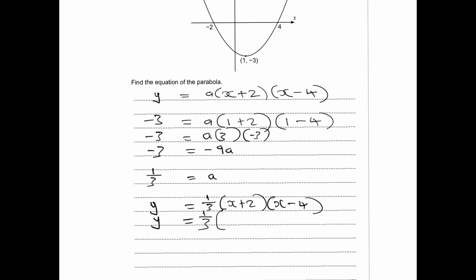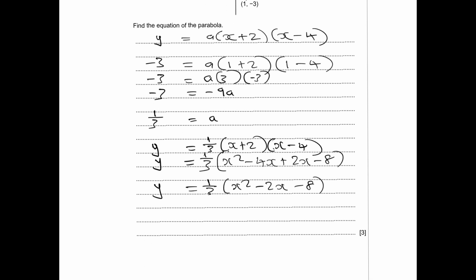So let's start by expanding these two. If we have x times x, that will give me x squared, and then x times negative 4 will give me negative 4x, and then 2 times x, that will give me positive 2x, then 2 times negative 4, that will be negative 8. So simplified, that gives me 1/3 in brackets (x squared minus 2x minus 8).